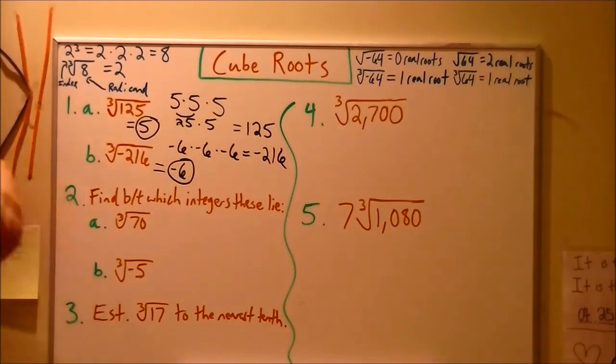Okay, number 2, A. Find between which integers these numbers lie. How about the cube root of 70? Okay, the cube root of 70. What I need to do is to figure out some perfect cubes. That's a good place for me to start.